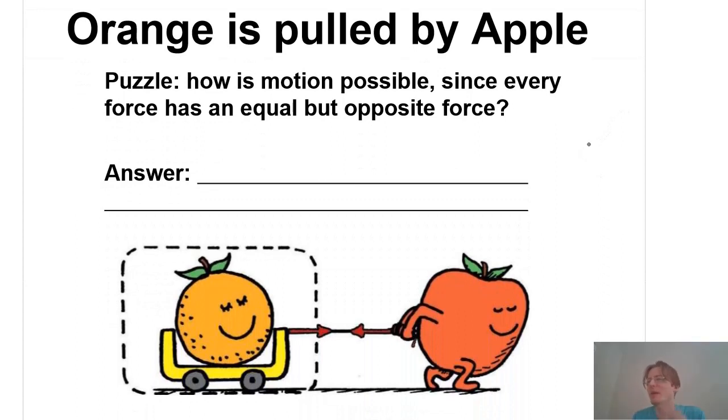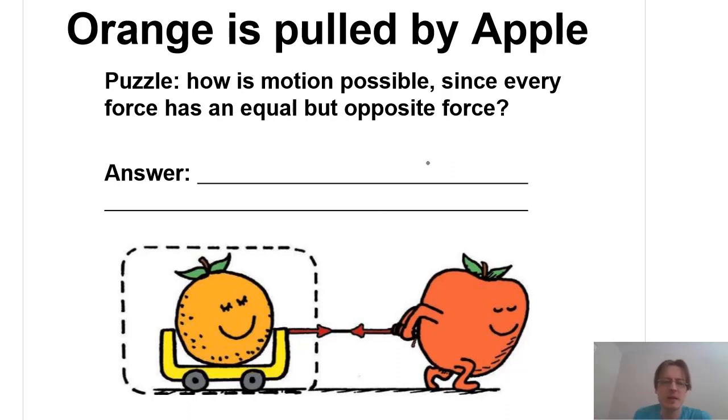There's a famous kind of paradox or puzzle which comes out of the third law. It's kind of a joke or a puzzle where the horse complains to the driver, I can't pull that cart because if I pull the cart forwards, it pulls back on me. We can't move anywhere. And so the horse just gives up. Said a different way, the puzzle's this. How's motion possible? For every force, there's an equal but opposite force. So doesn't everything just cancel out and nothing ever happens?